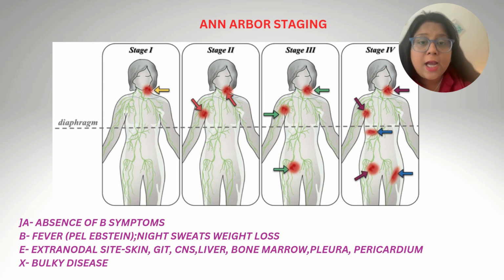Talking about Ann Arbor staging, this staging is done for Hodgkin's lymphoma as well as non Hodgkin's lymphoma. In this, if there is one lymph node involvement at either side of the diaphragm, then it is known as stage 1. If two lymph nodes are involved at either side of diaphragm, then it is known as stage 2. If there are more than two lymph nodes involved on both sides of diaphragm, then it is stage 3. And if with stage 3 features extranodal sites are involved, then it is stage 4.